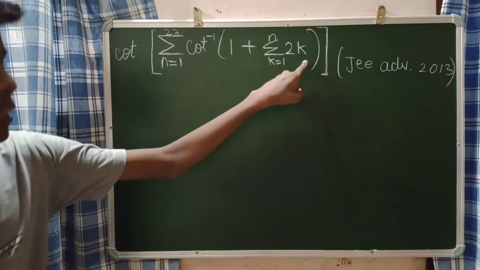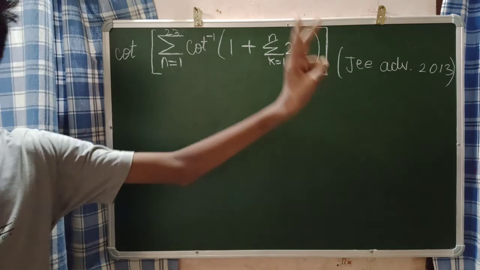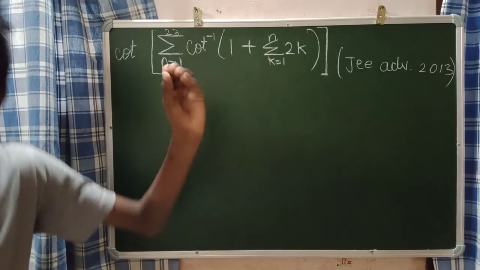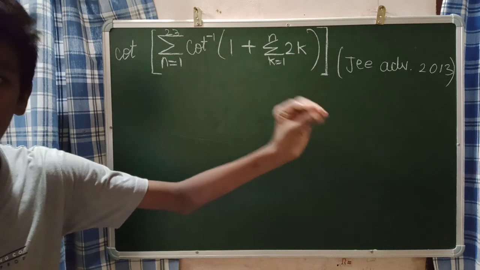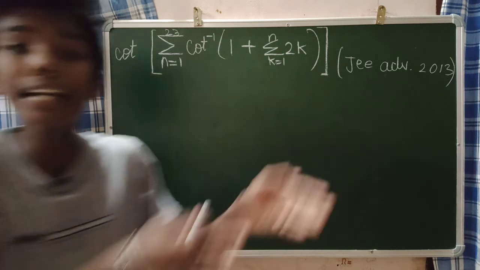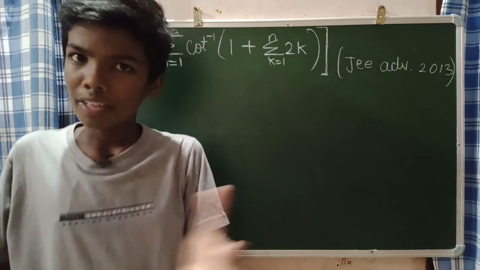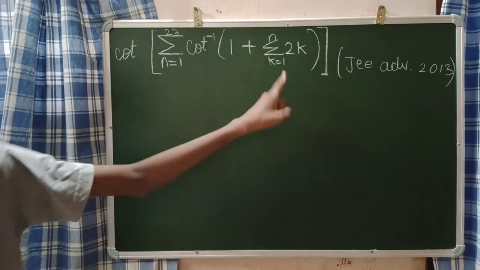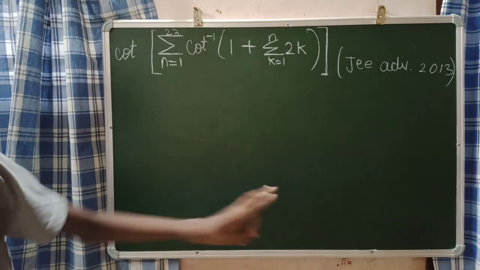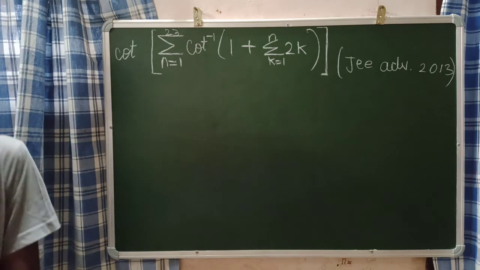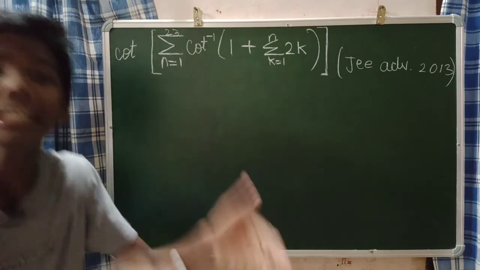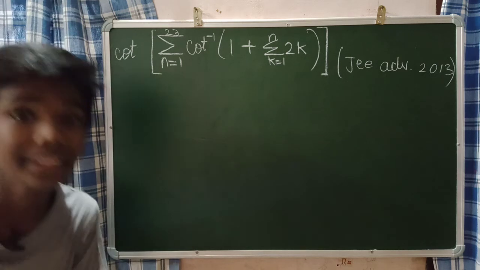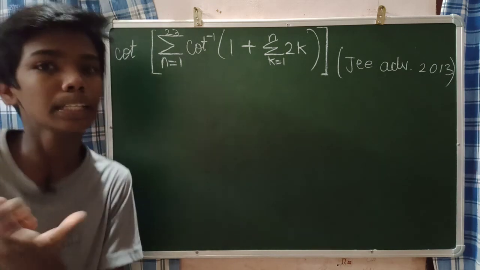First I will put 1 in place of k. Next I will put 2 in place of k. Next I will put 3 in place of k, all the way up to n, and I will add each and every element, and that's how we solve the sigma notation. That's the method of how we expand the sigma notation.